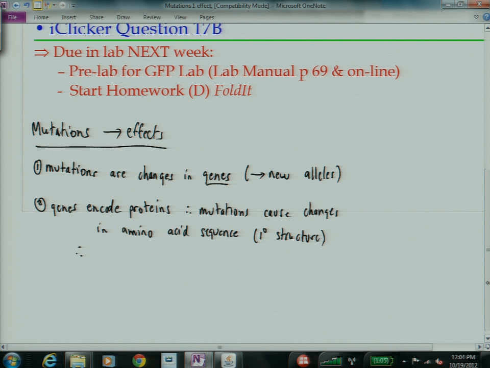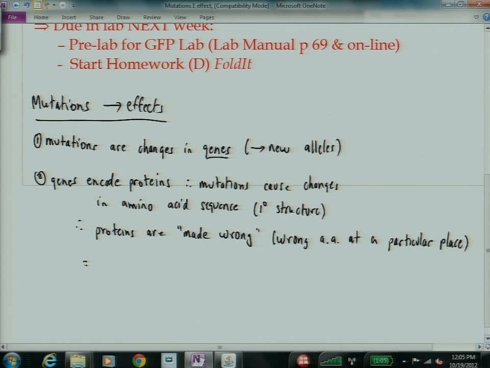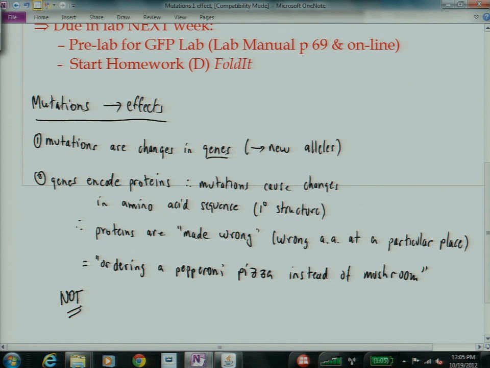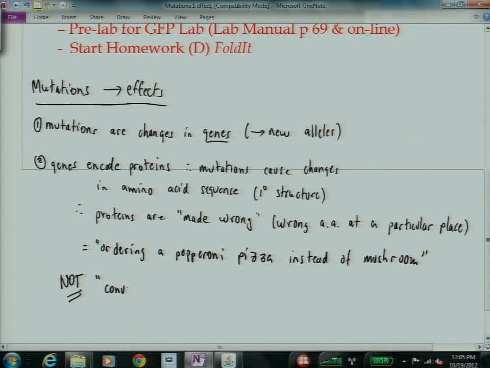And I want to be clear about the iClicker question. What you're basically doing is ordering a pepperoni pizza instead of mushroom, and you're not converting mushrooms on the pizza to pepperoni, which is a sort of weird way to put it, but let me explain what I mean.